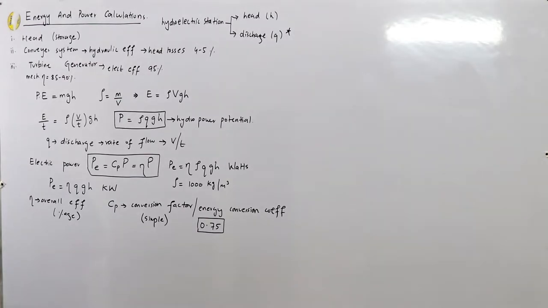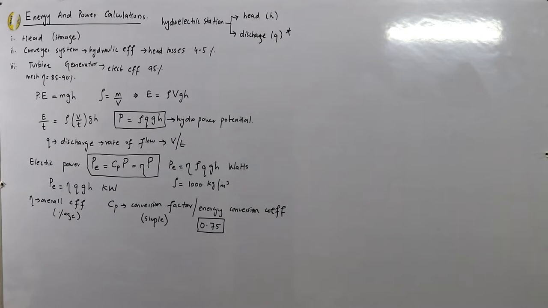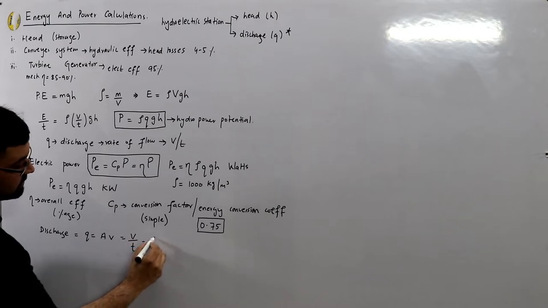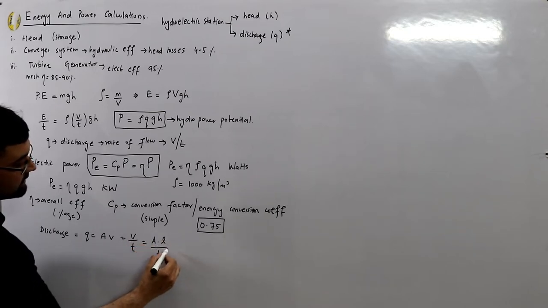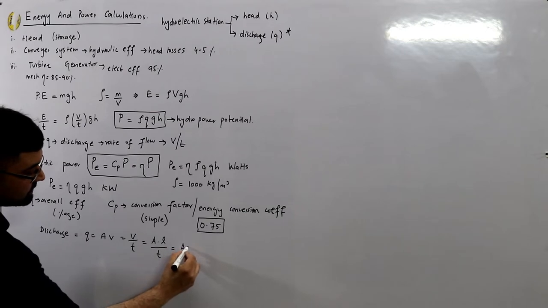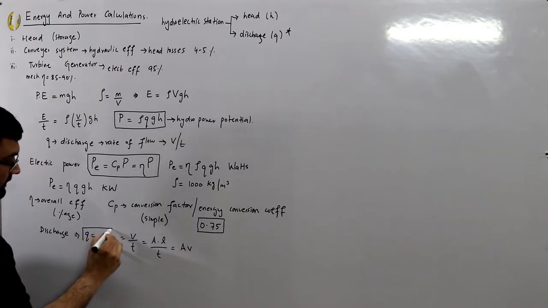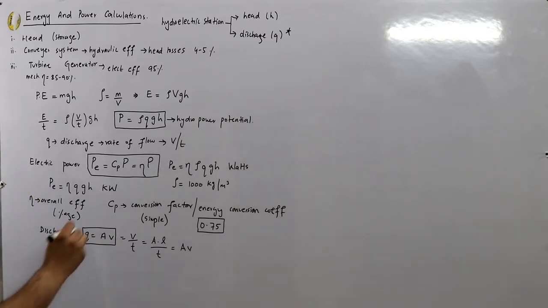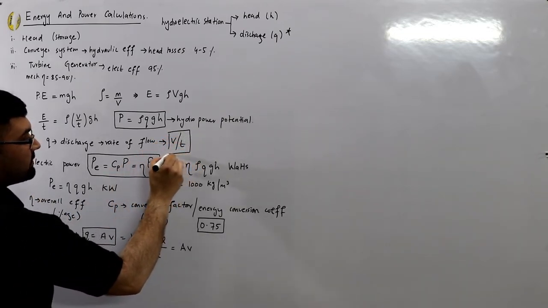I don't think so. And also the discharge Q is area times speed. I told you discharge is volume by time, and discharge is also area times speed. How is that? We said it's volume per unit time, so volume is area into, let's say, a length L, divided by T. L divided by T would be speed, the distance per unit time, right? So area times speed comes out to be A times V, or volume divided by time. So small v for the volume, capital V for the speed.